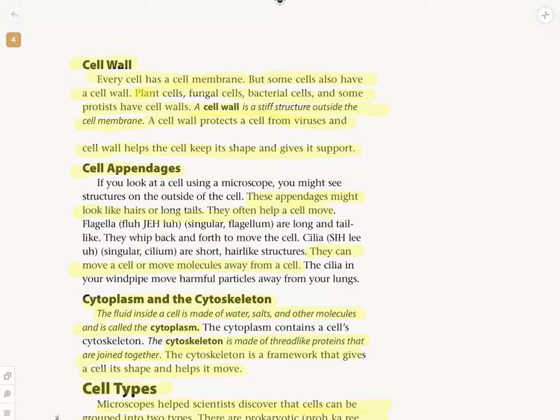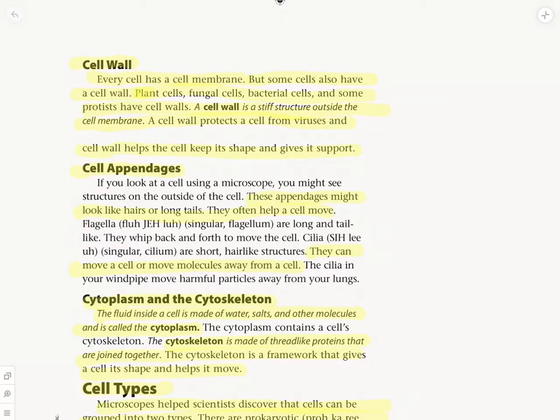Every cell has a cell membrane, but some cells also have a cell wall. Plant cells, fungal cells, bacterial cells, and some protists have cell walls. A cell wall is a stiff structure outside the cell membrane. A cell wall protects a cell from viruses, and a cell wall helps the cell keep its shape and gives it support.